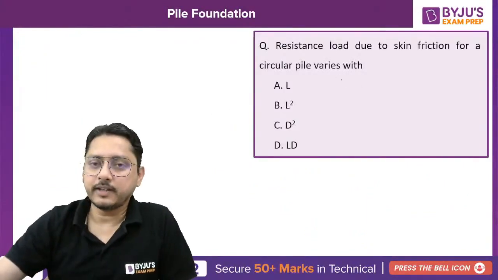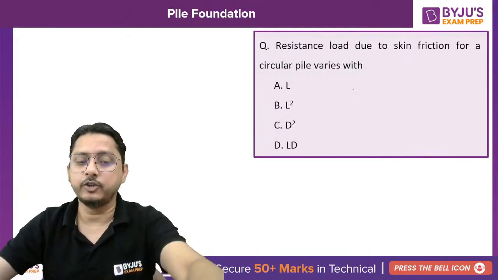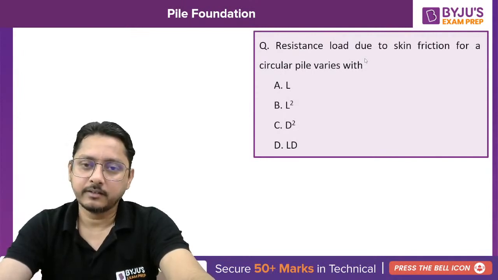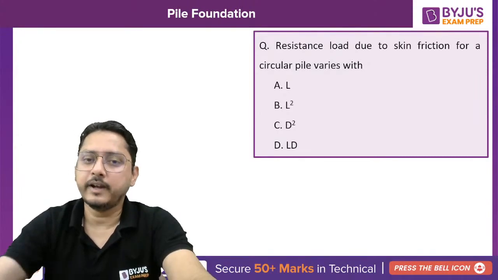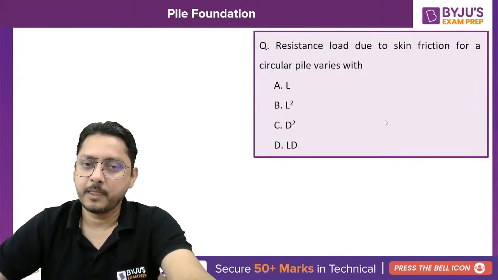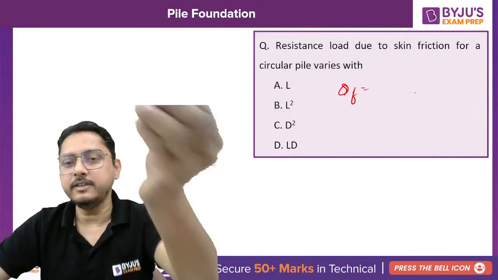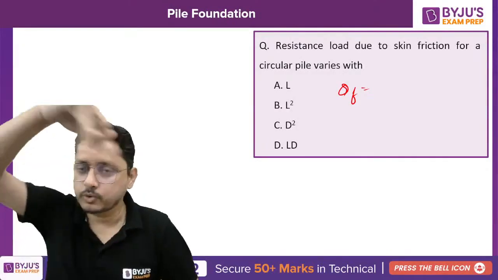Then we'll see a few of the other questions, like resistance load due to the skin friction for a circular pile varies with. For a circular pile, how is it varying? The skin friction for a circular pile, how much is it? Simply you need to write down the formula and you will get the answer. From the skin friction, the load carrying capacity due to the skin is nothing but mu times normal, your total frictional force, multiplied with your total surface area.